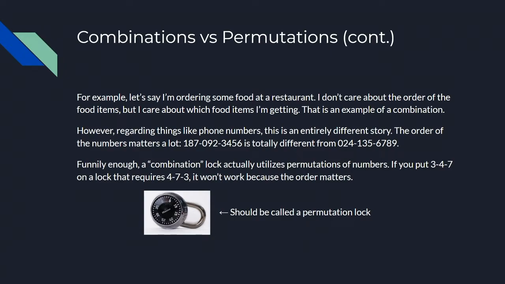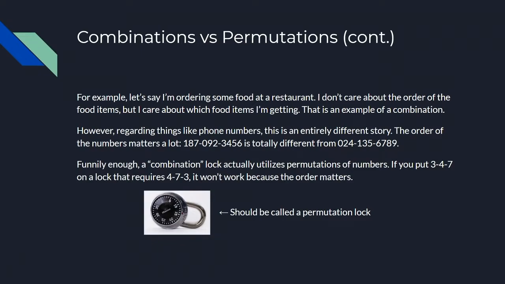For example, let's say I'm ordering some food at a restaurant. I don't care about the order of the food items; I care about what food items I'm getting. If I order a soup, a salad, and maybe a main course, I don't care if I get the salad first or the soup first. Well, some people might care, but let's just say we don't. I just care about which ones I'm getting. Because the order does not matter, that's an example of a combination.